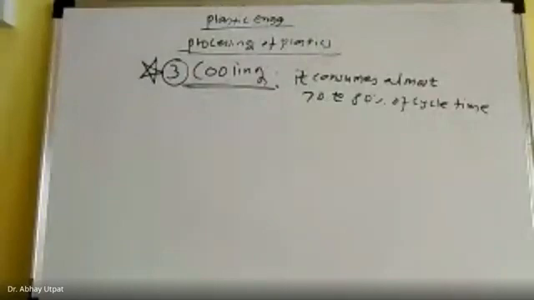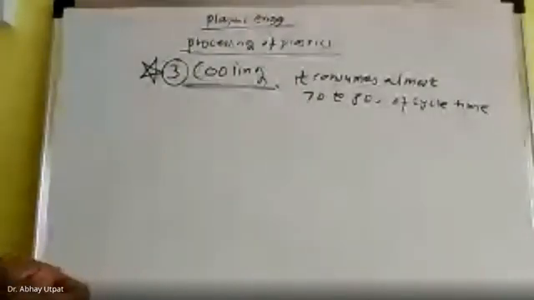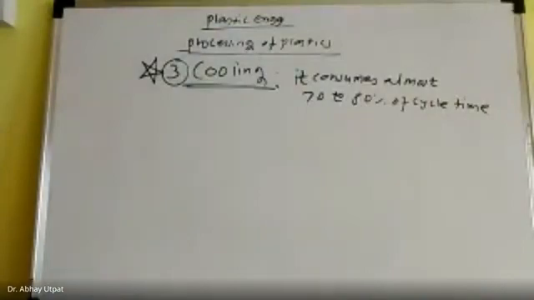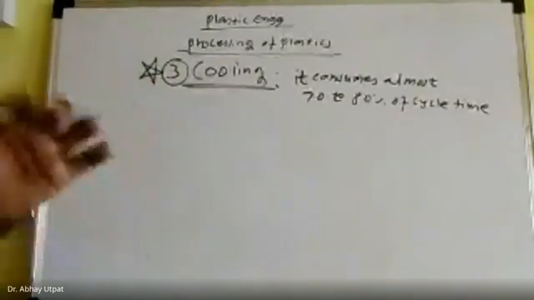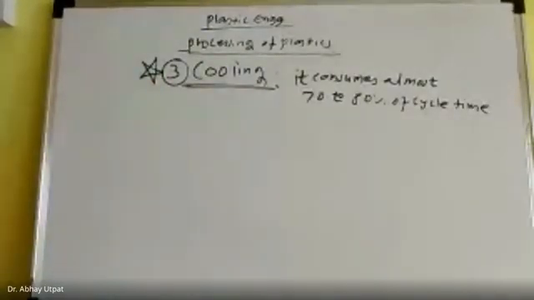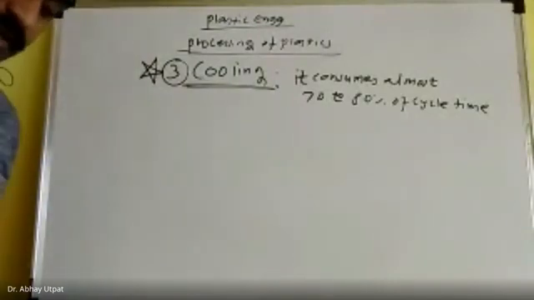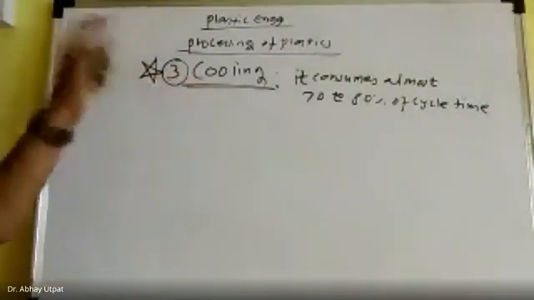Means what? If your cycle time is 100 seconds, then 70 to 80 seconds are almost only used for cooling. So that much is the importance of cooling. Improper cooling will cause distortion of the component. So step number 1 is clamping, step number 2 is injection, and step number 3 is cooling.